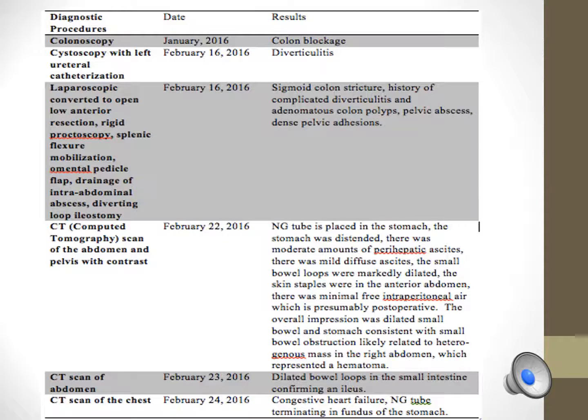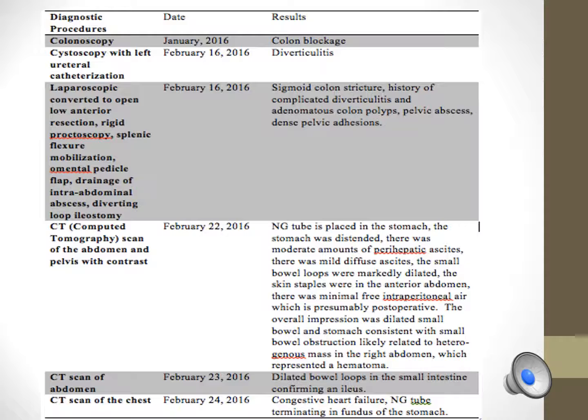For this slide, we will discuss MH's diagnostic procedures that were taken during her hospital stay. So, with reference to this table, she had a colonoscopy that indicated a colon blockage back in January of this year. In addition, this patient has had recurrent diverticulitis leading to gastrointestinal concern and reason for her current hospitalization. A laparoscopic converted to open low anterior resection, rigid proctoscopy, splenic flexure mobilization, omental pedicle flap, and drainage of intra-abdominal abscess with diverting loop ileostomy was performed on February 16, 2016.